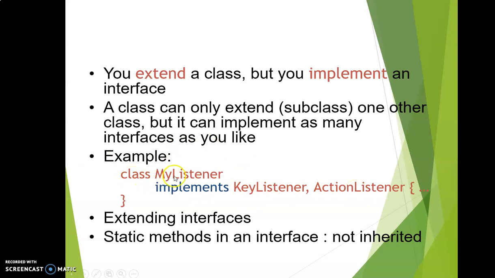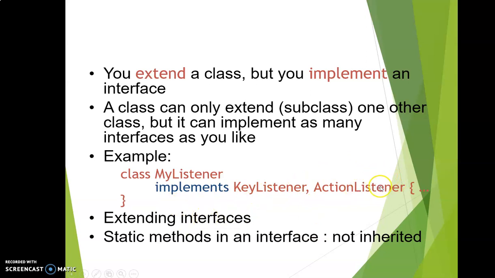Whenever a class is implementing an interface, it has to provide the bodies to the methods which are declared in the corresponding interface. Otherwise, this class becomes abstract and you cannot create an instance of that class. One more thing that we can do is extend the interface. One interface can extend another interface.